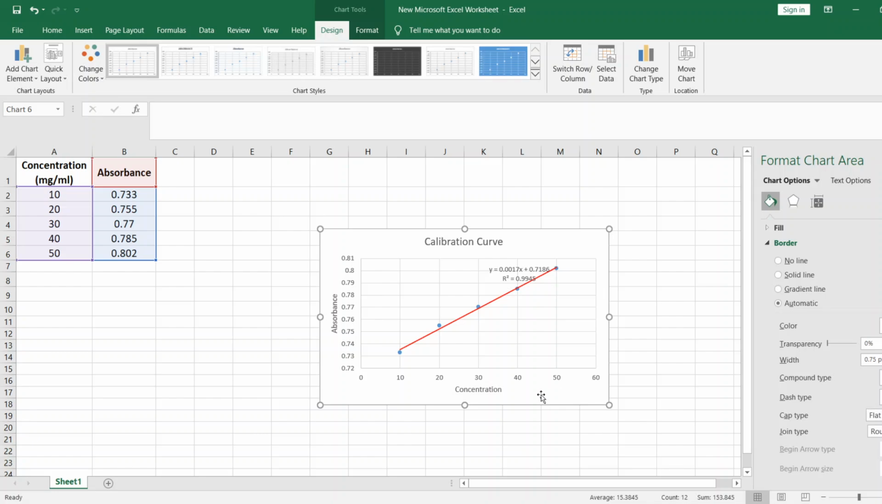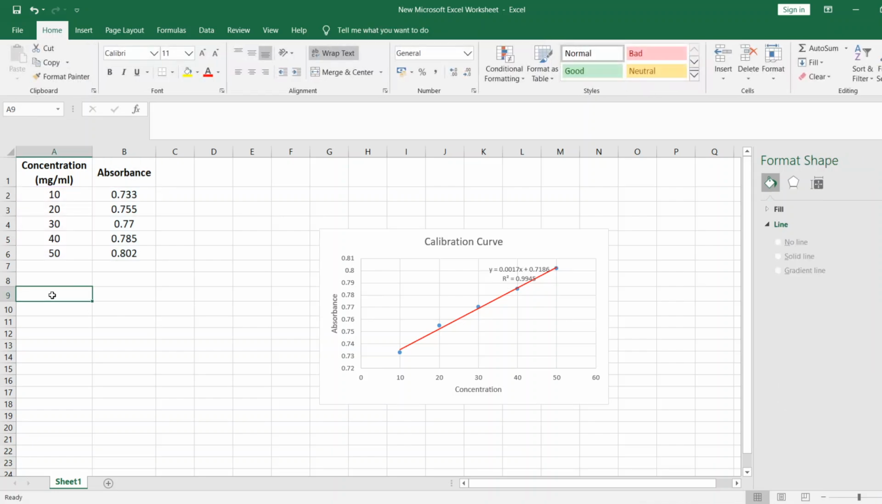This is the calibration curve. In this calibration curve, the R square value is 0.9945. Always remember this R square value should be greater than 0.95, or in the range of 0.95 to 1. Here it is 0.9945, very close to 1, so we can say that this curve is appropriate and the line is perfectly fit.